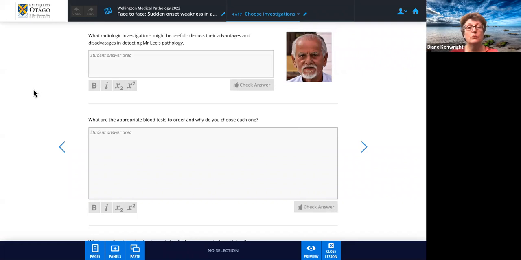Okay, so what radiological investigations might be useful? The easiest and fastest thing to get in the hospital ED department is a CT for stroke. They will interrupt their CT schedules just to get that stroke thing done, because they know that if they find something they can intervene with, then it will save the brain.